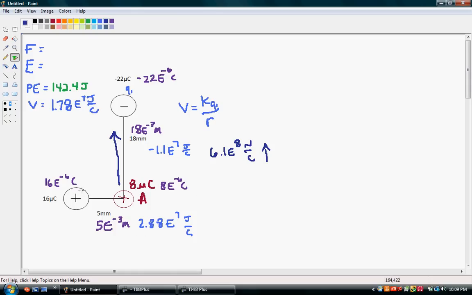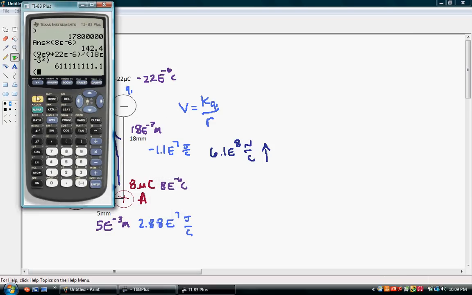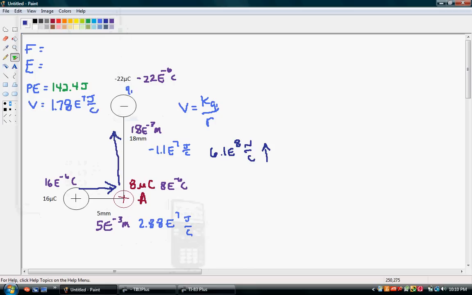This one is actually going to push our positive particle to the right, and we want to figure out the magnitude for that. So we will say K times Q, which was 16, over R, which was 5 millimeters, squared. And we get 5.76 e to the 9th newtons per coulomb to the right.